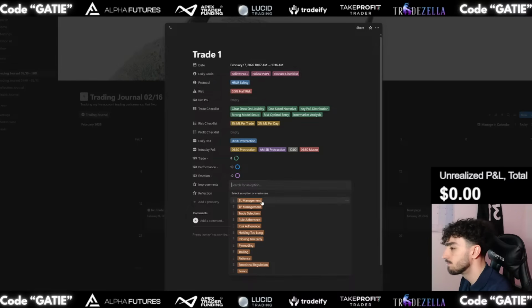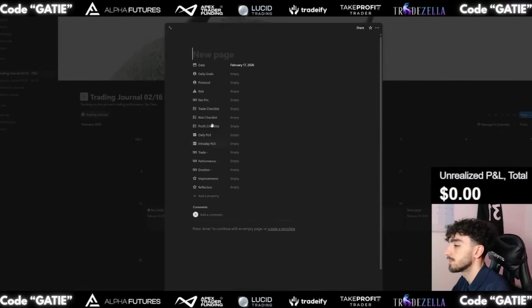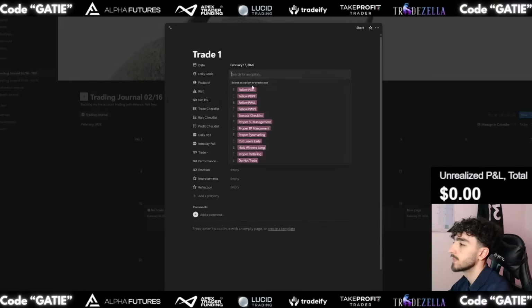Improvements on the first trade, not really much. Couldn't pyramid. Did I hold too long? I could argue maybe, but I think realistically it was probably perfect. I'll probably leave that blank for now. And then we'll go here, click plus, and we'll go trade number 2.